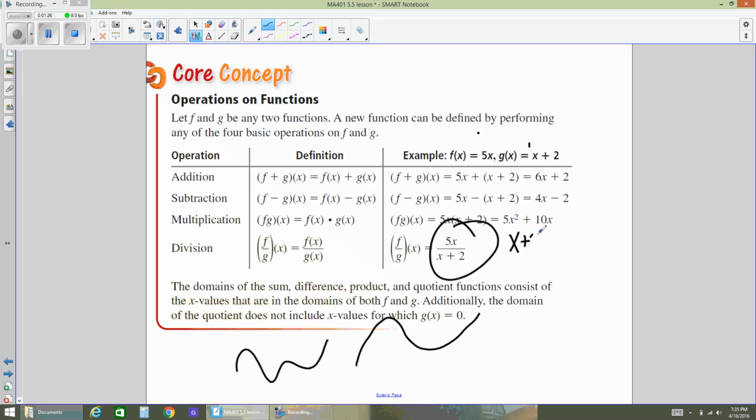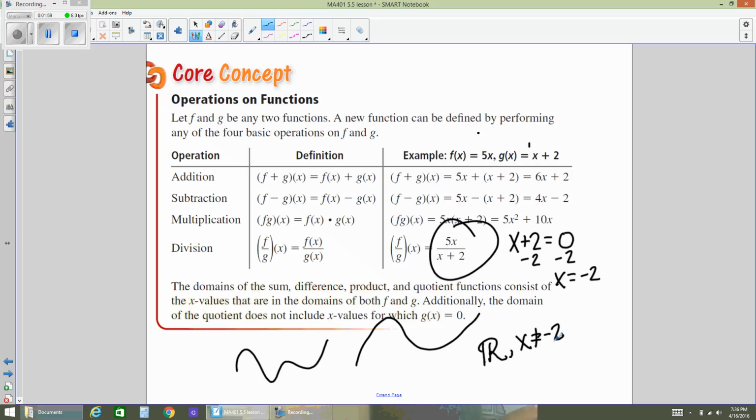Now, a lot of you can just look at this and already know in your head that that's negative 2. But if not, what you do is you set the denominator equal to 0, and you see that you get x equals negative 2. So that means your domain here is all real x's. However, x is not allowed to be negative 2.